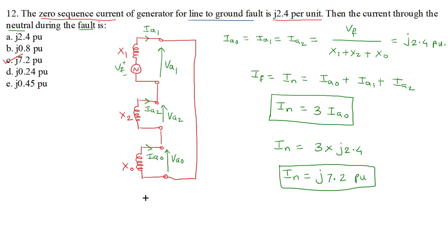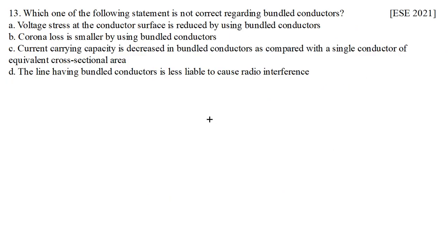So what you have to understand is that all 3 sequence networks are connected in series for line to ground faults. This question is on line to ground. Moving to the next question, question number 13. Which one of the following statements is not correct regarding bundled conductor? Now this question was asked in the Engineering Services exam, year 2021.